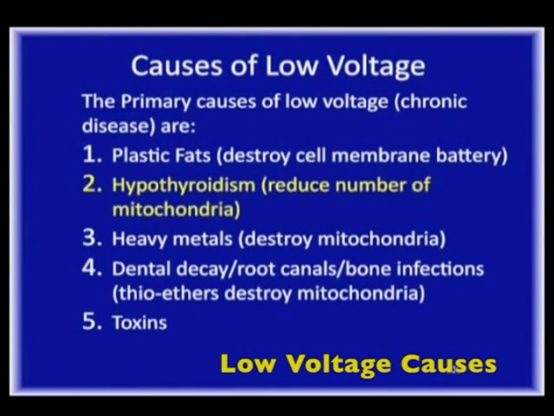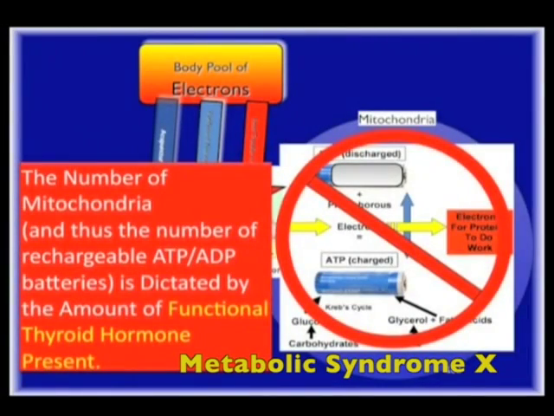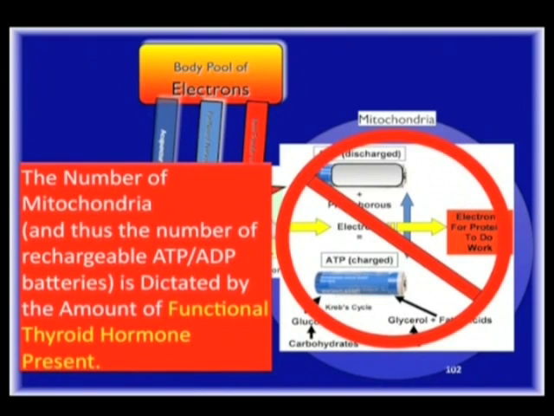We are discussing the primary causes of low voltage and thus chronic disease. We have just finished discussing plastic fats, which cause the cell membranes to be unable to store voltage. Now we're going to discuss hypothyroidism, which reduces the number of mitochondria. A critical thing to understand is that the total number of mitochondria, and thus the number of rechargeable ATP, ADP batteries you have, is dictated by the amount of functional thyroid hormone present.